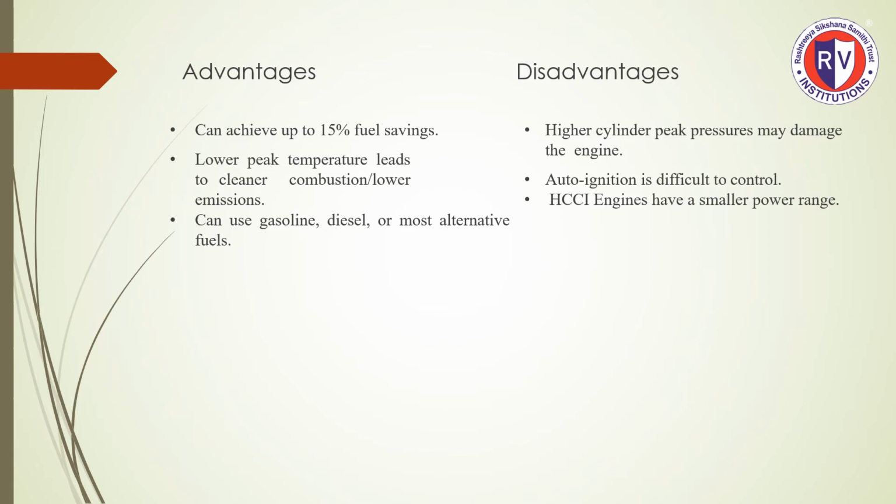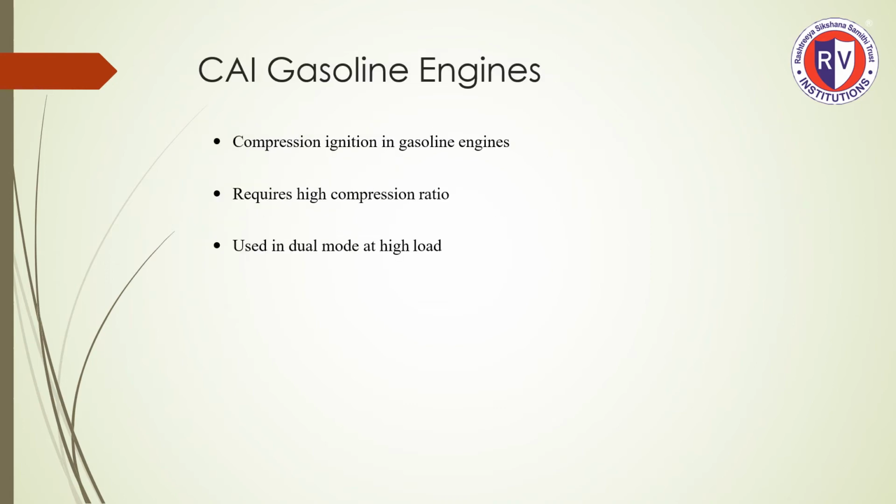And I have read a lot of research papers saying that a lot of research is going on to find out the exact point where the ignition happens in an HCCI engine. The other disadvantage is the smaller power range, and I think this is the main reason HCCI engines have not come into existence in our daily vehicles. This is the reason we are still using CAI engines, because the power range of HCCI engines is very small.